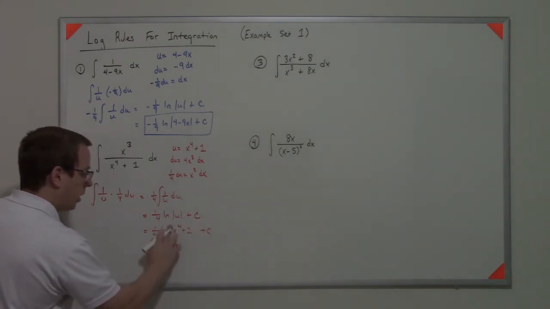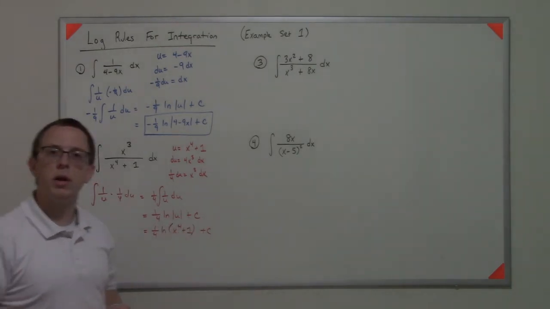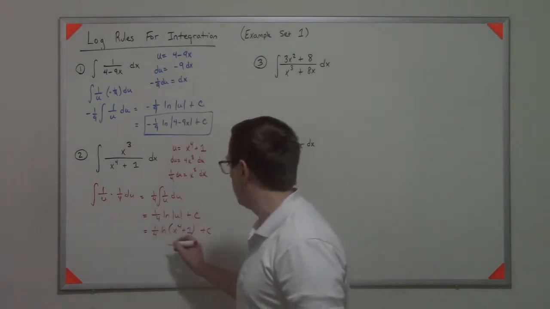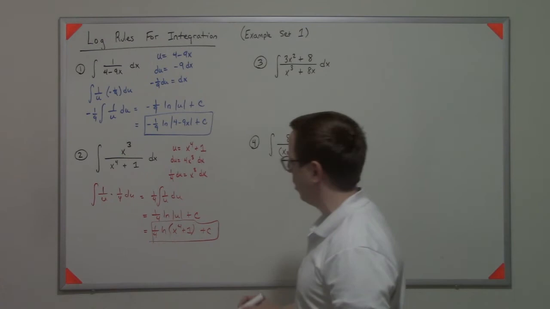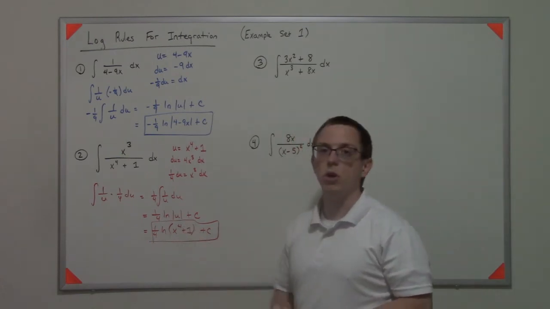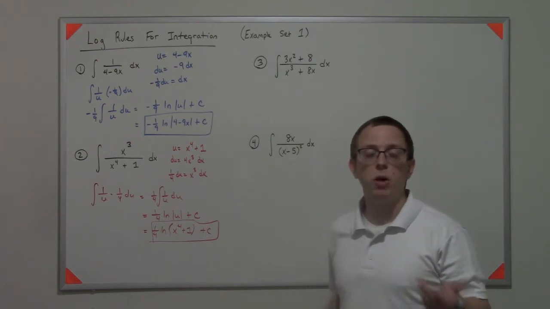Now in this particular case, we don't need absolute value because x to the 4th plus 1 is always positive, always a positive number. So you can leave the absolute value on there, but it's redundant.